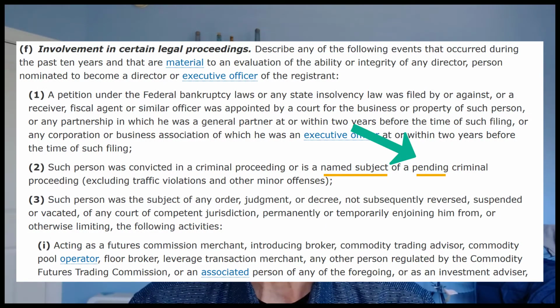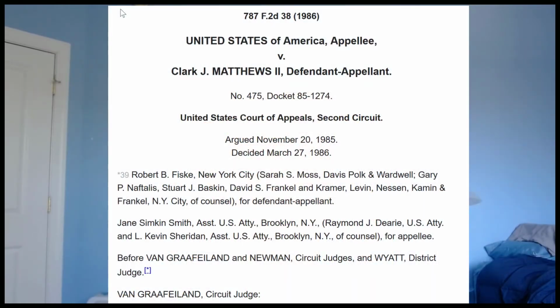Item 401(f)(2) requires disclosure if the director, nominee, or officer is a named subject of a pending criminal proceeding, meaning that if your insider is named in a pending criminal proceeding, you may need to disclose it even before the proceeding has been concluded. It's pending. A well-known case in this area is the Second Circuit's United States v. Matthews from way back in 1986. The director was a subject, as opposed to a target, of a grand jury investigation regarding a bribe conspiracy that wasn't disclosed in the proxy. And even though the grand jury didn't indict the director, he was prosecuted for making false and misleading statements in violation of the anti-fraud rule, Rule 14a-9, by failing to disclose his alleged involvement in the conspiracy.